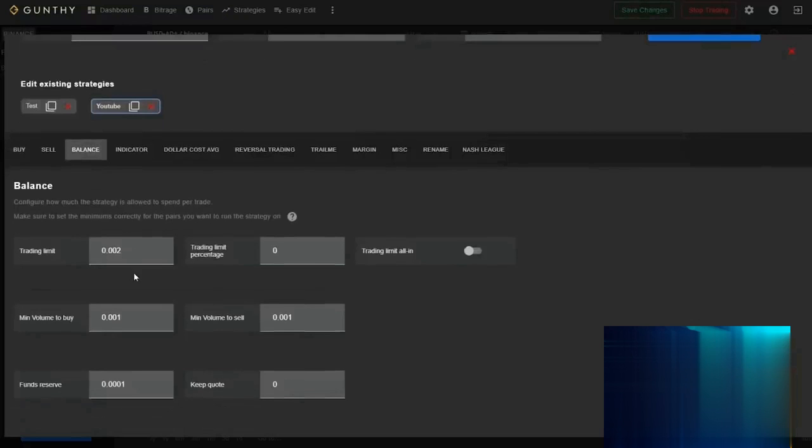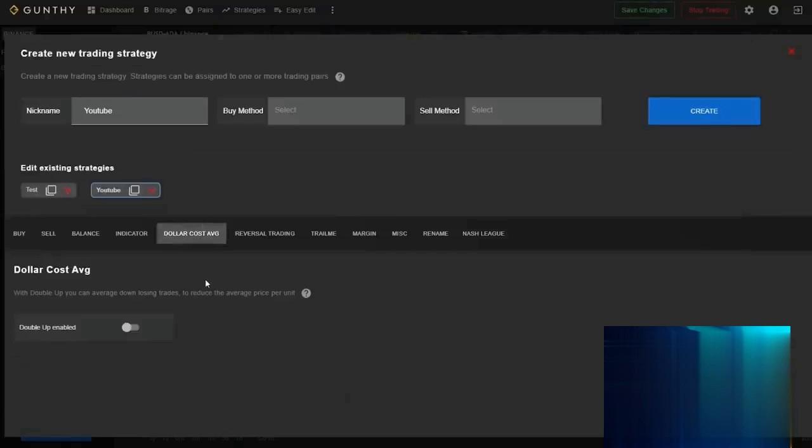This is just how much the bot is trading per trade. And then I can choose more features such as dollar cost average. So do I want the bot to slowly buy as the price goes down? It's probably not the best idea, but you can experiment with that.